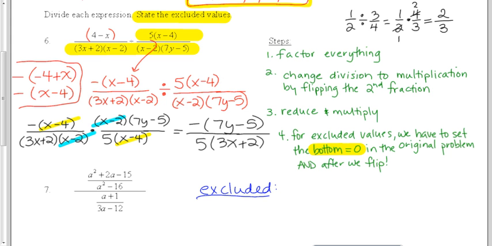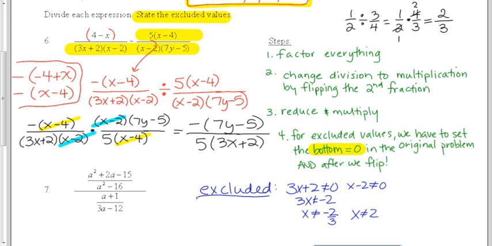for my original problem, if 3x plus 2 cannot equal 0, then I'm going to move the 2 over and I'm going to divide by 3. X can't be negative 2/3. I had x minus 2 could not equal 0, so x could not be equal to positive 2. I had another x minus 2, so I don't need to write that again.